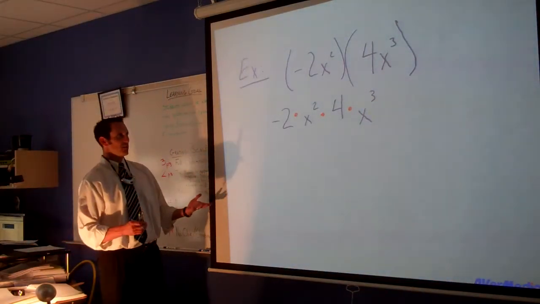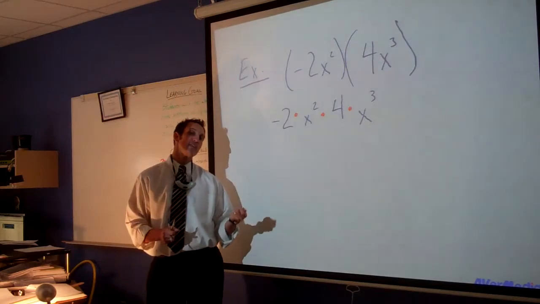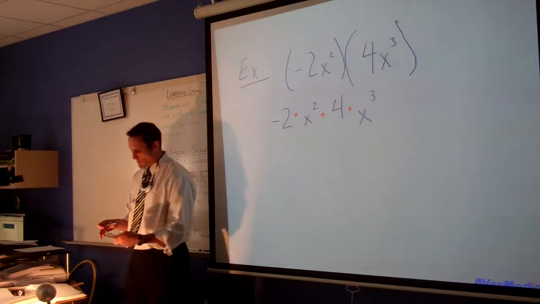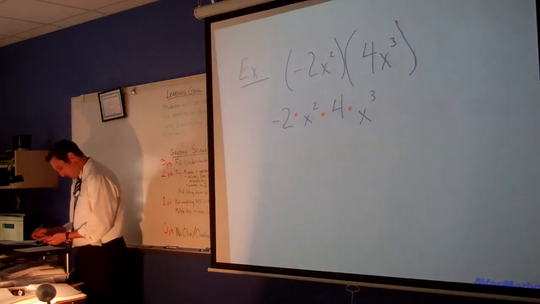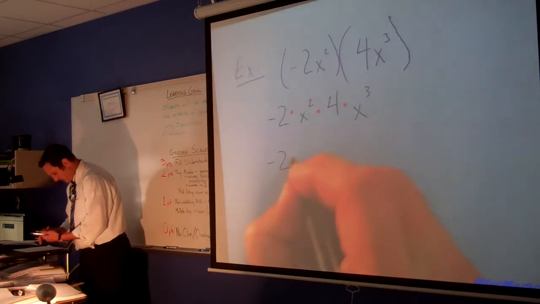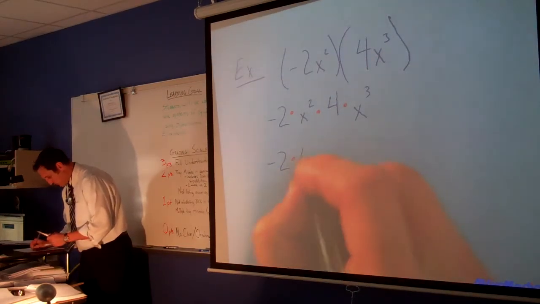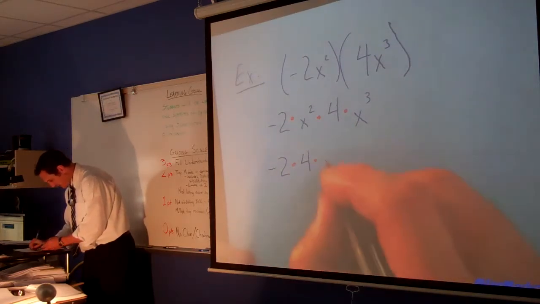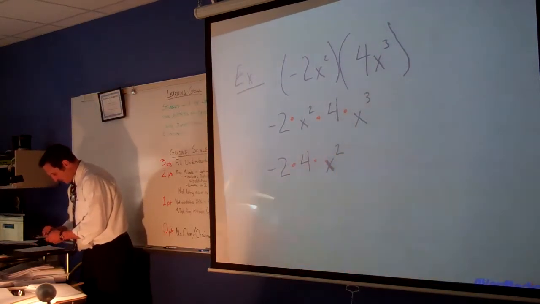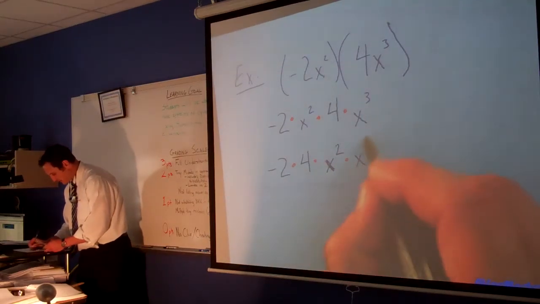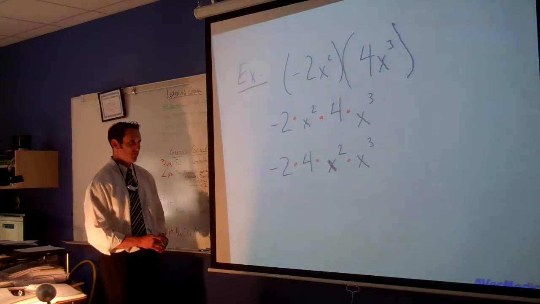And since the whole thing is multiplication, we can use the commutative property of multiplication. You can multiply it in any order. So let's put it closer together. We have our negative 2 times our 4. We can multiply it in any order. Times our x squared times our x to the 3rd power. So we can use the commutative property of multiplication.